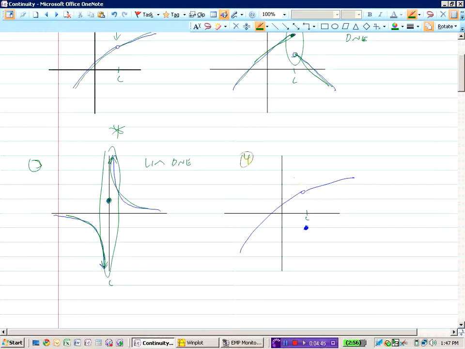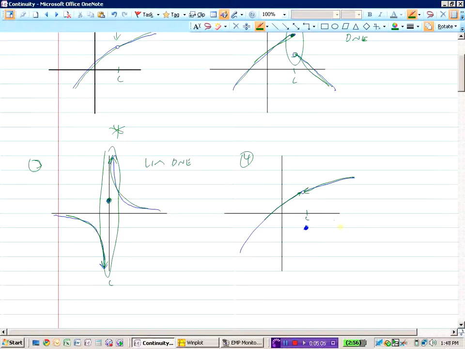Looking finally at graph number 4, does f of c exist? Yes. Does the limit exist? Yes, it does. When I approach c from the left and I approach c from the right, we're coming towards the same y value. So the limit exists.